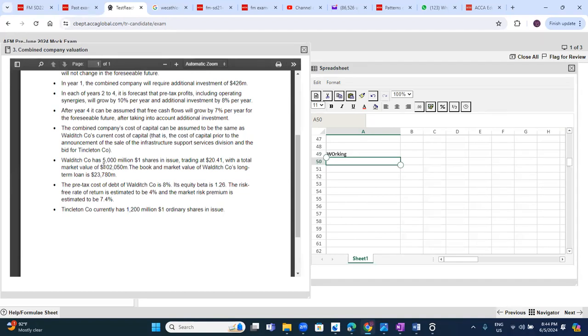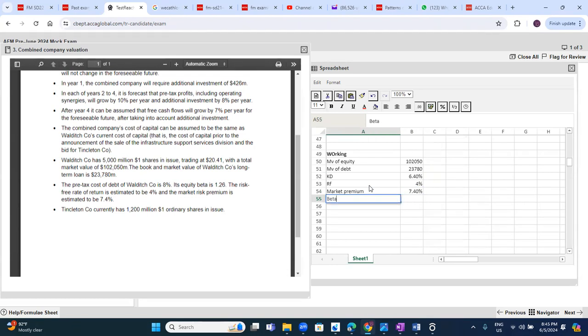First of all, third last bullet point, W company has 5,000 million shares and market value of equity is 102,050. So quickly write market value of equity. Although it is written above, you can copy from there. 102,050. Then market value of debt is also given, 23,780. Okay. And pre-tax KD is given. So KD would be 8% into 1 minus T, 0.8, 6.4. Plus risk-free rate is given, that is 4%. Market premium is given, that is 7.4%.